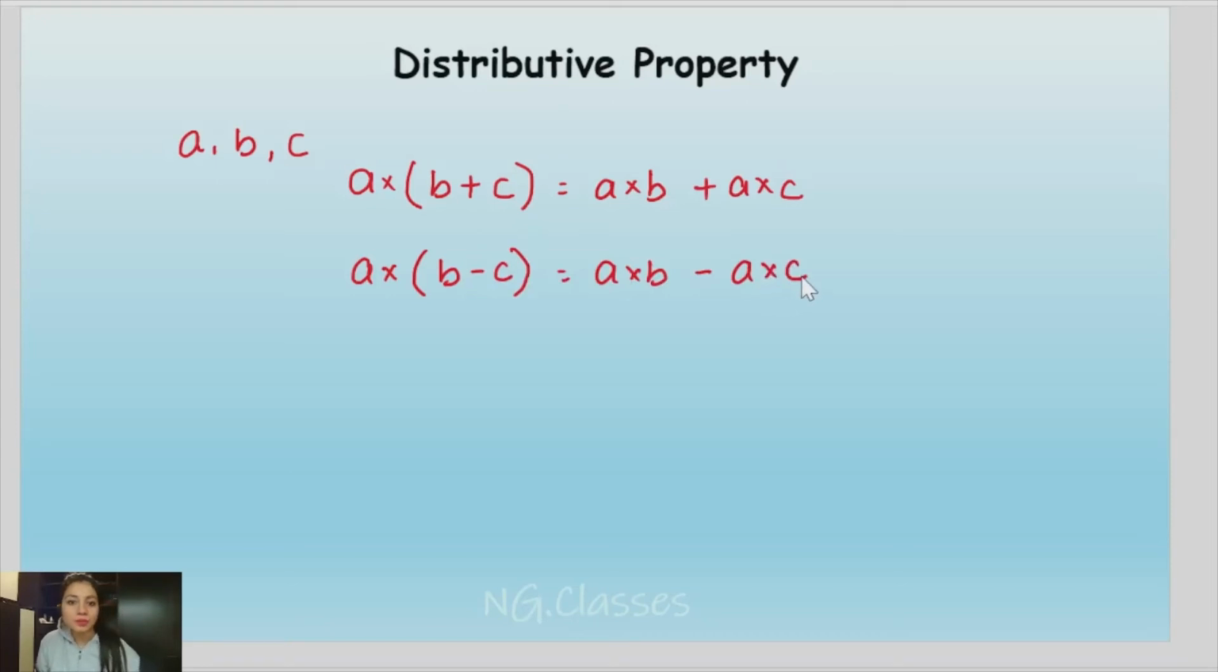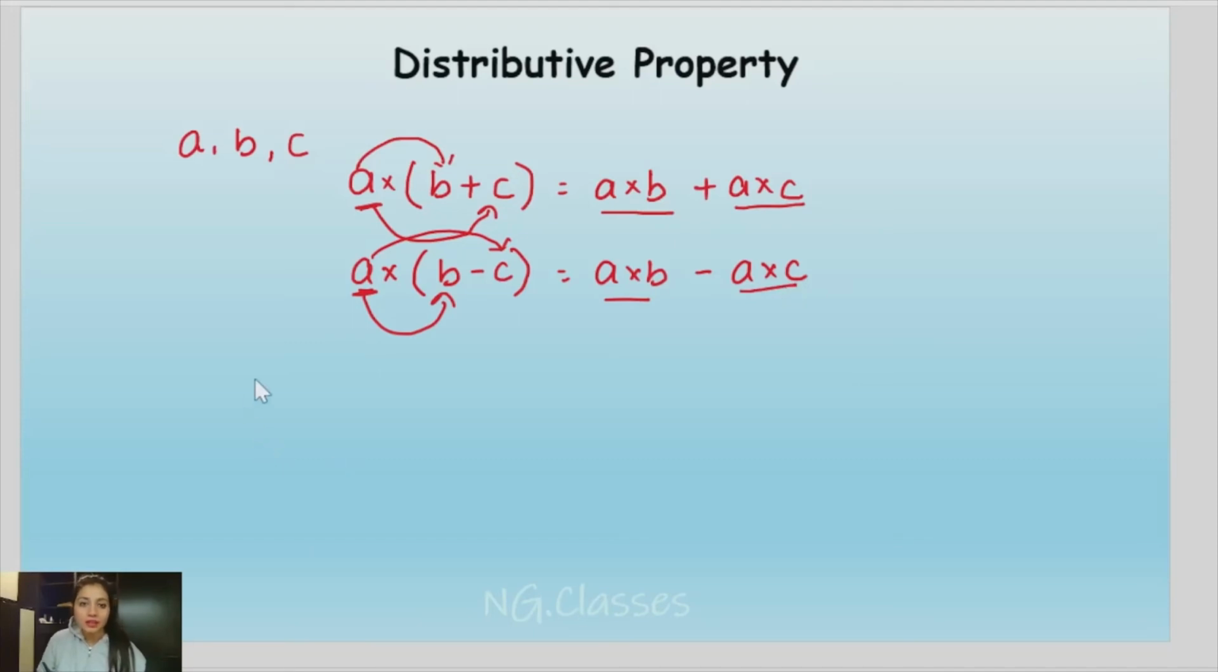So what this property says, if A is sitting outside and B and C is inside the bracket, then we can distribute this A with B and this A with this C as well. We have to distribute it with each and every term sitting inside the bracket. That's why I have written A into B, then A into C. This A is meant to be for B and it's for C as well. That's why it will be A into B, A into C. This is called distributive property.